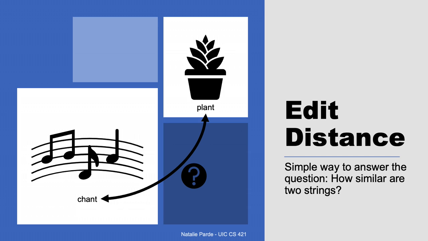There are a variety of ways to measure the similarity between two words or strings in natural language processing. Some of these methods focus on semantic similarity, or how close the two strings are in meaning. Others focus on lexical similarity, or how close the word forms for the strings are to one another. Edit distance is a simple way to compute the latter.